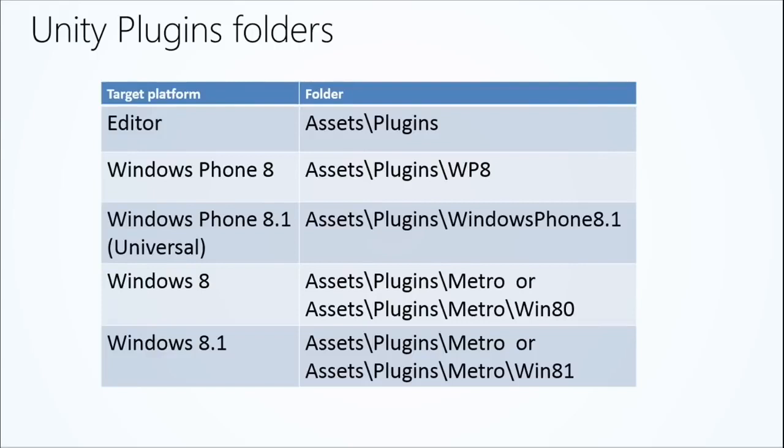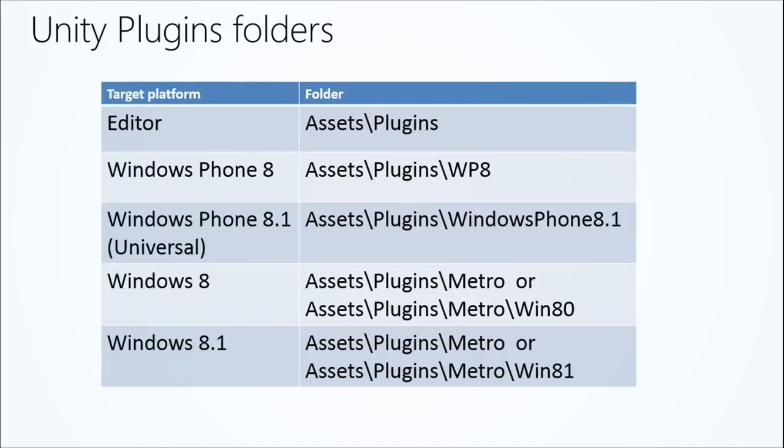This is all new if you've done anything before. This is stuff they've added in recently. And then for Windows 8.1, I've got Metro or Metro Win81. If I need to discern between the two versions of Windows 8, I can do that within the Metro folder. To be clear, it's Unity that requires this naming scheme, because it's specifically looking for a Plugins folder and then specifically looking for a Plugins/WP8 folder. If you name it anything else, it's not going to know which platform it's for.